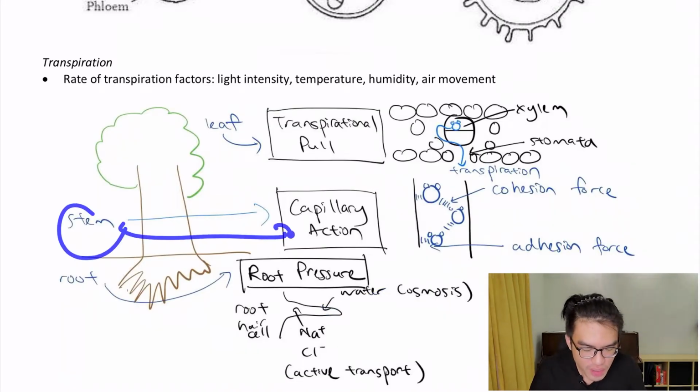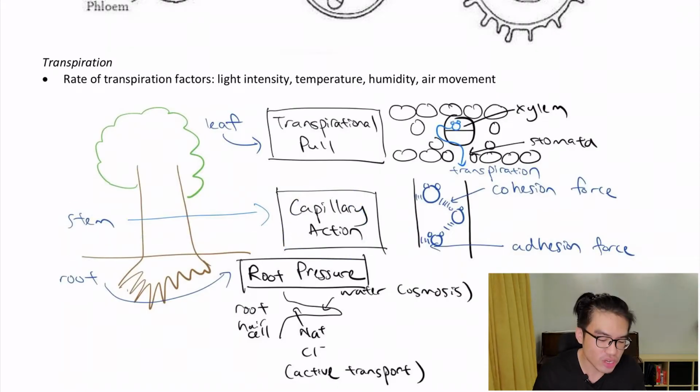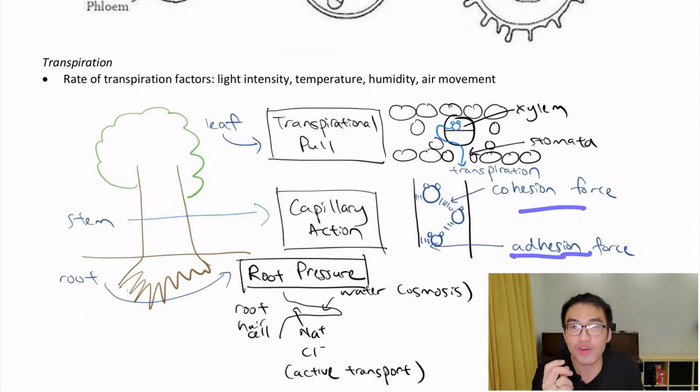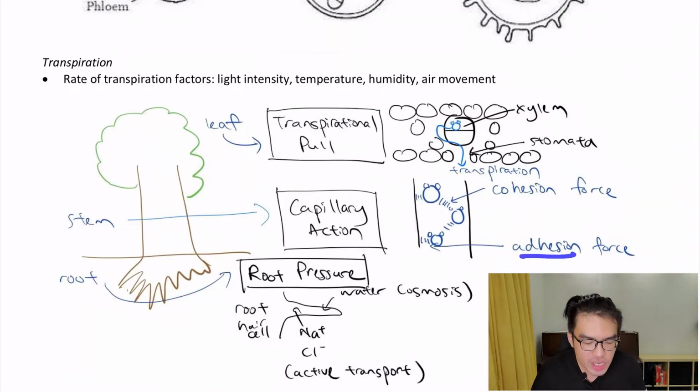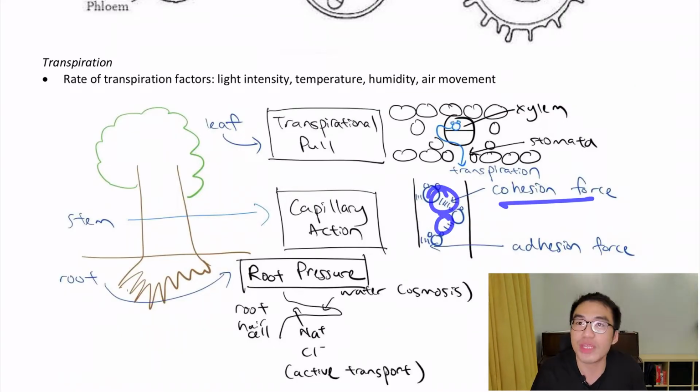Next, moving up the stem, you have something called capillary action. This is caused by the adhesion force and cohesion force of the water column. Adhesion means they stick to the wall of xylem. Cohesion means they stick between themselves.